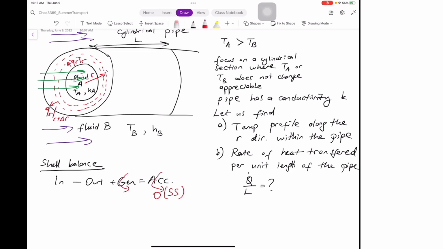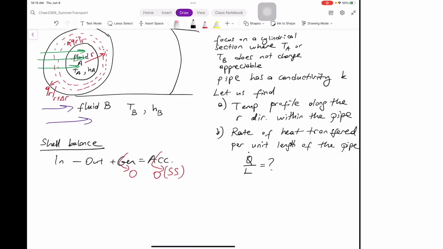So there is a very important point here. Even if there is some reaction happening in fluid A, the heat generation within the pipe is 0. There might be heat generation within the fluid A, but when you do the shell balance for the pipe, you should take it as 0. But if I actually connect it to an electrical circuit and generate some heat within the pipe, then it would not be 0. So you should be really careful about that. You should be careful about where the shell is, and what the conditions within the shell are.